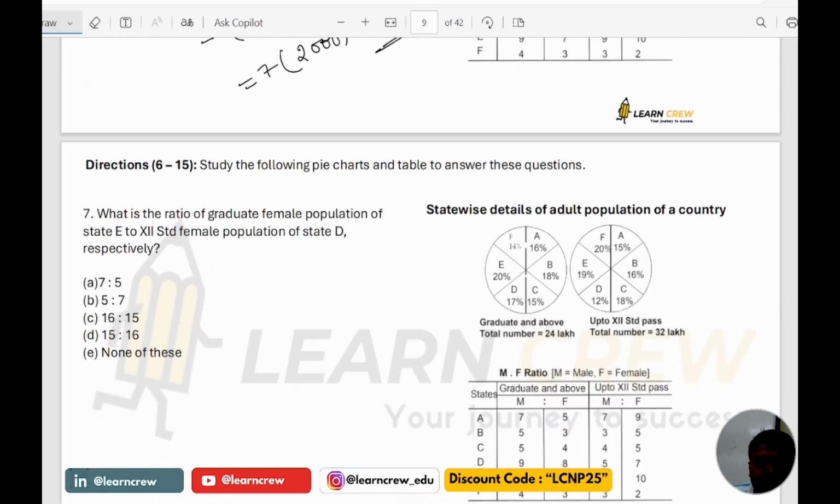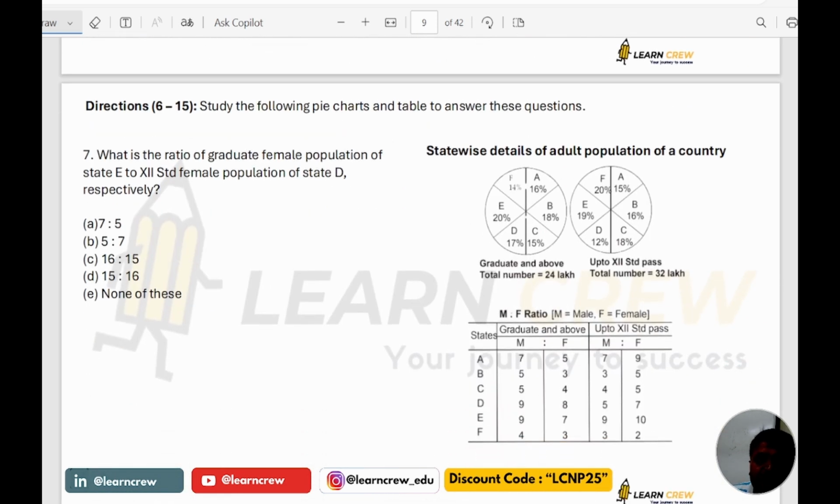Next, what is the ratio of graduate female population of state E? State E female population, graduate and above, how much? 7 parts out of 16. E is how much? 20%.